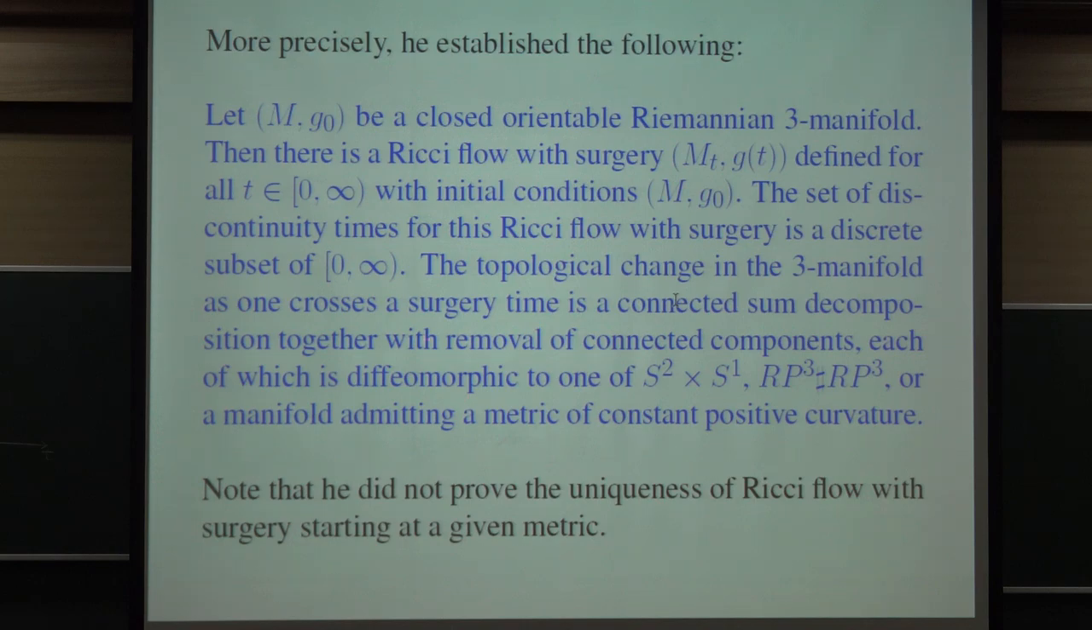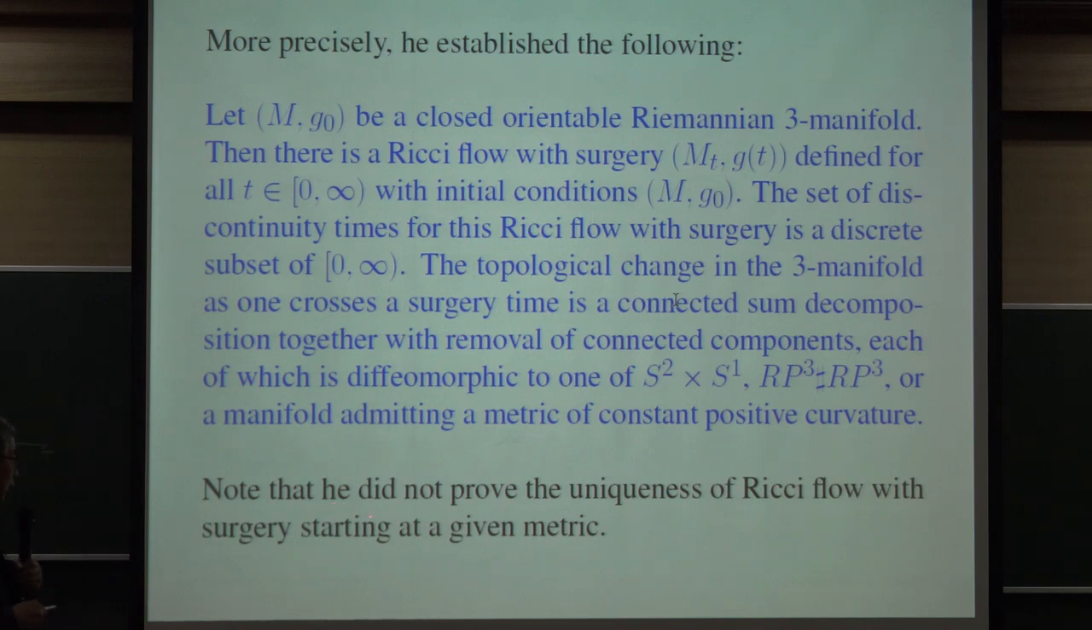But Perelman also proved that the topological change in the three-manifold as one crosses a surgery time, for example T1 here, is a connected sum decomposition together with the removal of connected components. Each of these components is diffeomorphic to this, and all these manifolds are well understood. Why is this? Because surgery only needs to be done along the neck fields. Once you establish that, it's not hard to see what is left. I guess many topologists can do that as a proper homework exercise.